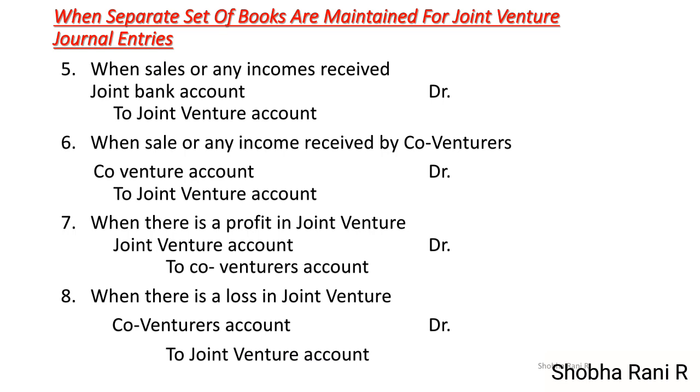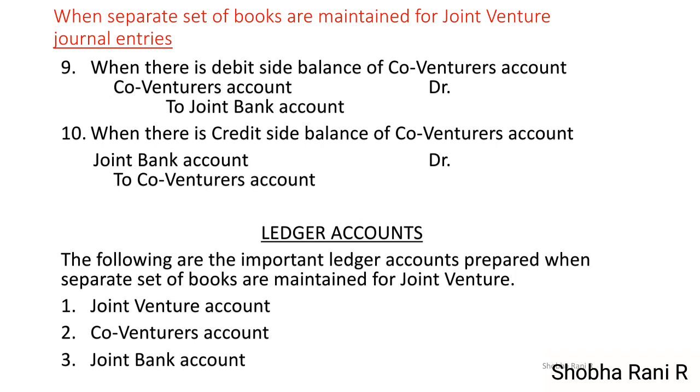When there is a profit in joint venture, then joint venture account debit to co-venturers account. When there is a loss in joint venture, then co-venturers account debit to joint venture account. When there is a debit side balance of co-venturers account, then co-venturers account debit to joint bank account. When there is a credit side balance of co-venturers account, then joint bank account debit to co-venturers account. The following are the important ledger accounts prepared when a separate set of books is maintained for joint venture: joint venture account, co-venturers account and joint bank account.